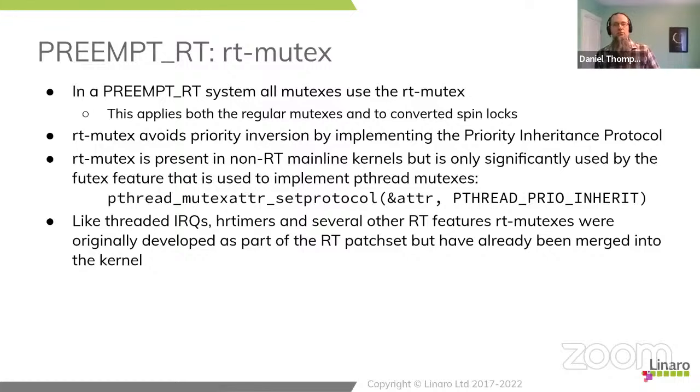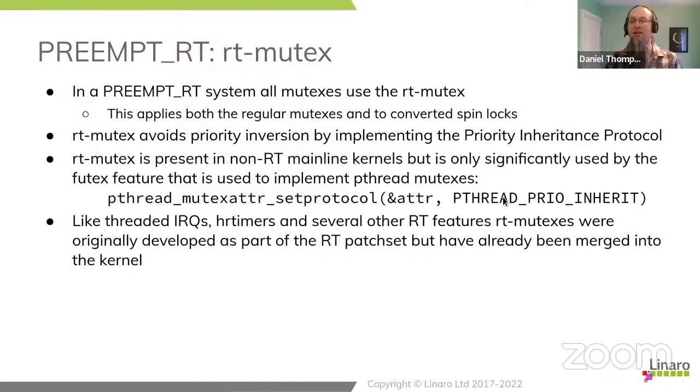An additional detail is that the mutexes that the spin locks get converted into are a thing called the RT mutex. The RT mutex is a mutex that implements the priority inheritance protocol. Again, it has been merged to mainline, and again, it is fundamental to the implementation of existing kernel features, in this case, the futex. The futex is the underlying feature that allows user space to implement POSIX mutexes.